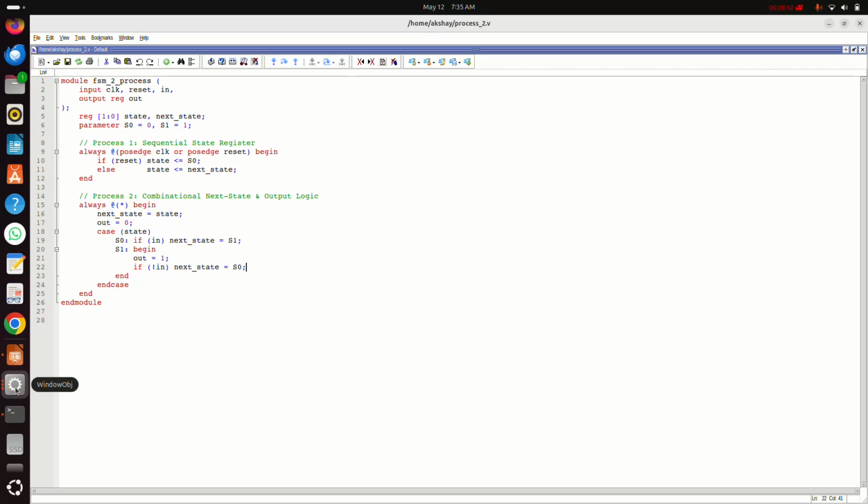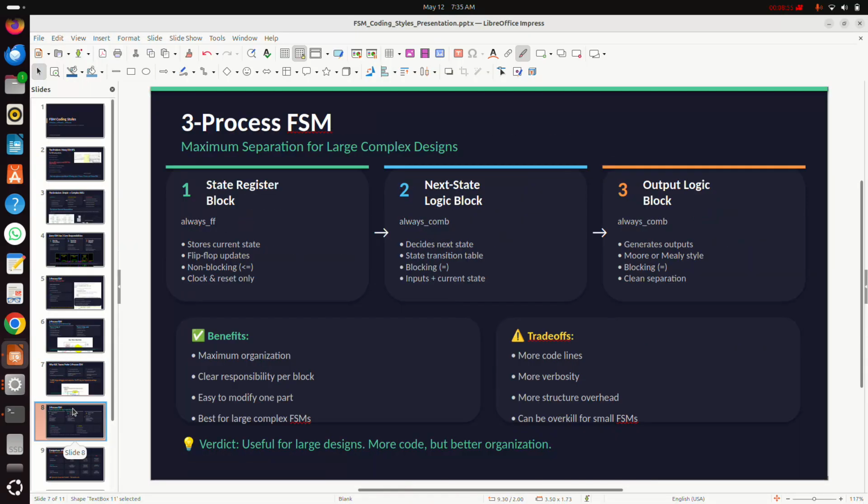But for more complex logic or more complex FSMs, we need a three-process FSM. A three-process FSM is good for large and complex designs. It has three processes. The first contains the state register block, the second contains the next state logic block, and the third contains the output logic block. The state register block is our sequential logic. The next state logic block is our combinational block, and our output logic block is also a combinational block.